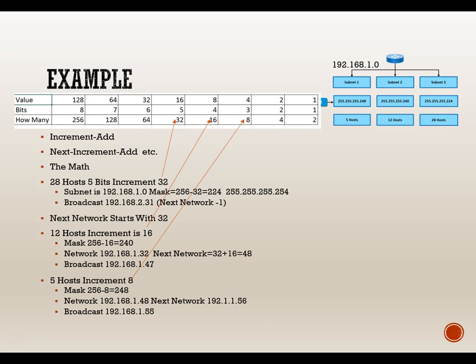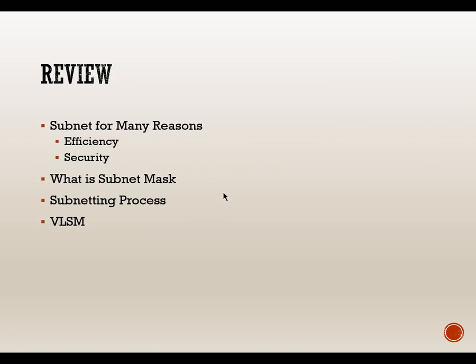12 hosts, the 16 increment, 240 for the subnet mask. The network address would be .32. Our next network would be 32 plus 16, 48, because we use 16 addresses in this subnet. The broadcast would again be the next network minus 1, in this case 47, and then the 5 hosts, the increment would be 8, the mask would be 248. So that's a way to do those quickly with the increment.